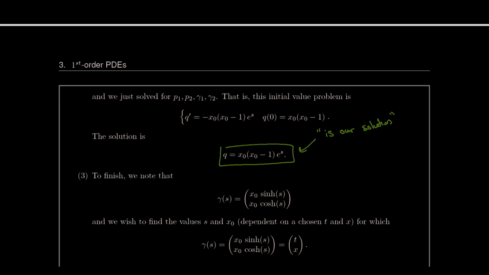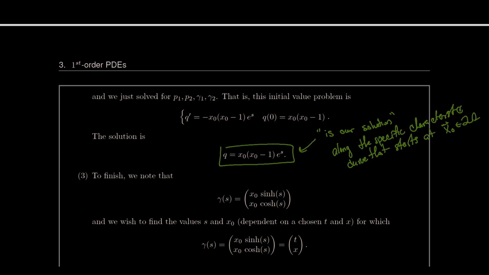I'm putting that in quotes. It's only the solution along the specific characteristic curve that starts at x naught in the boundary. Okay, so it only starts at that one specific x naught in the boundary.